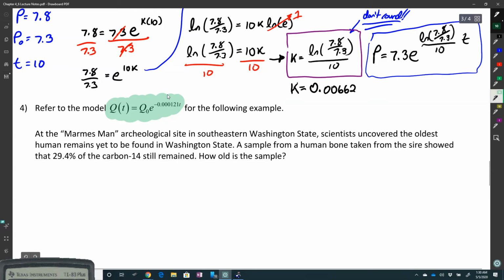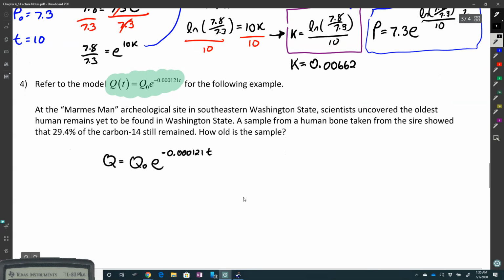So what's tricky about this is it seems like they're not giving you enough information. Remember, if you don't like the t, you can just ignore it. Q equals Q naught e to the negative 0.000121t. So they don't give us an actual final value. They just say that 29.4% of the carbon-14 still remained.